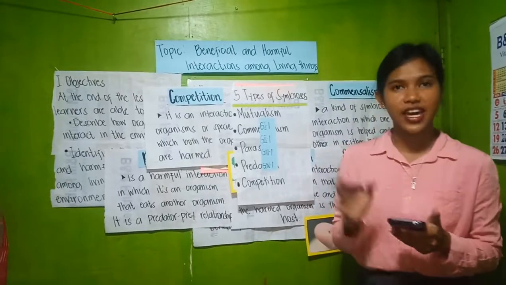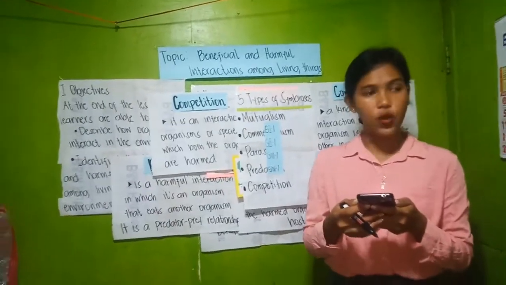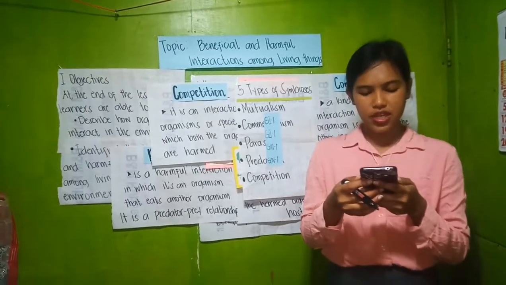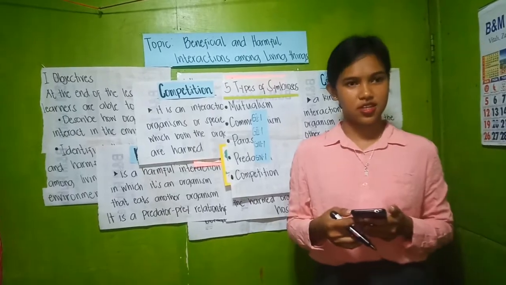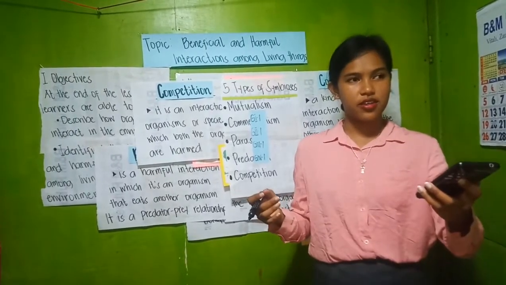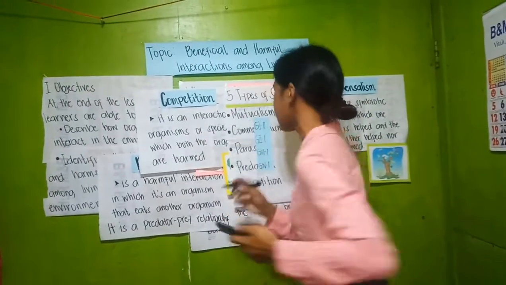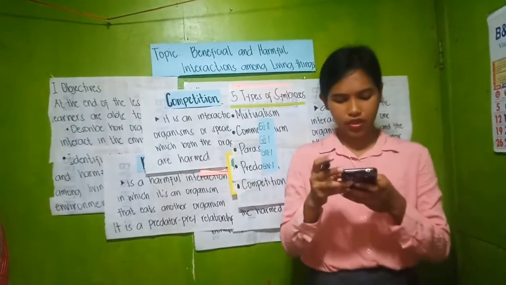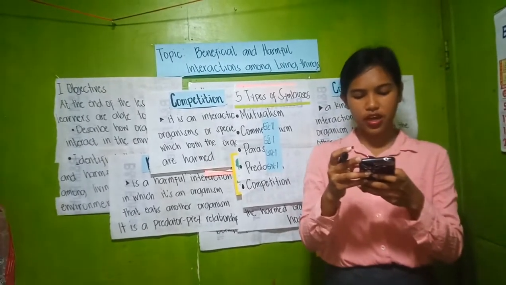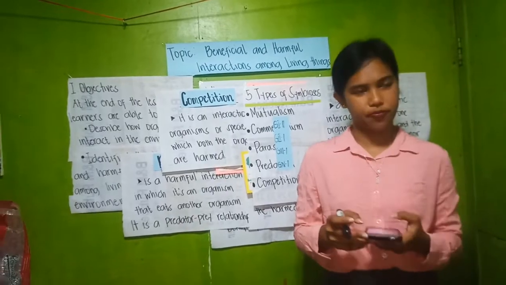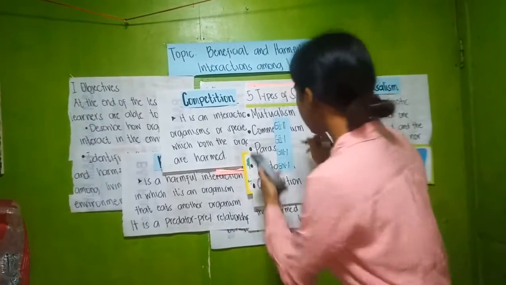Okay, for the second set, again, group 1 choose your player. Okay, group 1. A parasite lives inside the body of the host. What kind of interaction or symbiosis is this? Yes, Bea? Parasitism. Very good! You have 5 points again. For group 2, a kind of symbiotic interaction in which one organism is helped and the other is neither helped nor harmed. Okay? Commensalism. Very good. 5 points again.